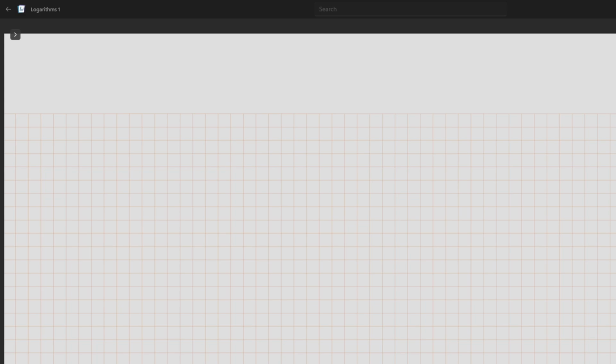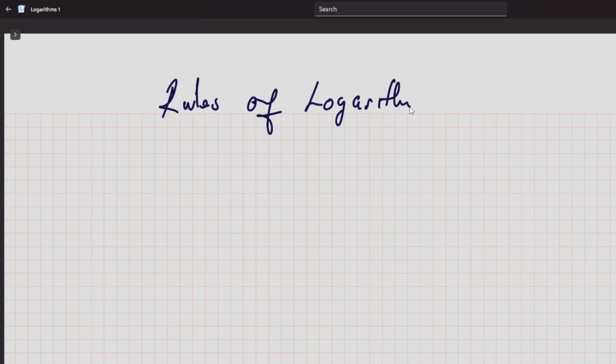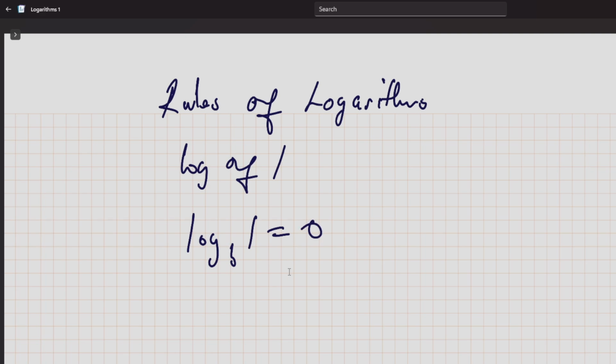Just like exponents, logarithms have some important properties that make them easier to work with. Here, let's write rules of logarithms. The first rule is the logarithm of 1. We should always know that logarithm of 1 to base b is equal to 0. So no matter what base you are using, the logarithm of 1 is always equal to 0.